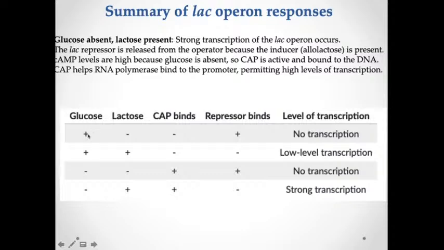So you have glucose present, lactose absent: repressor binds, CAP does not bind, no transcription. Then low level transcription, no transcription, strong transcription. So this is a summary of all the parts that we have done.